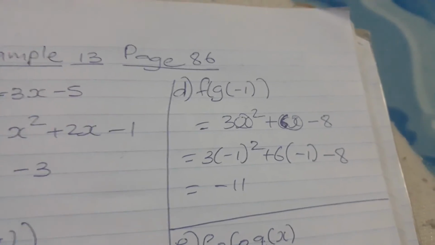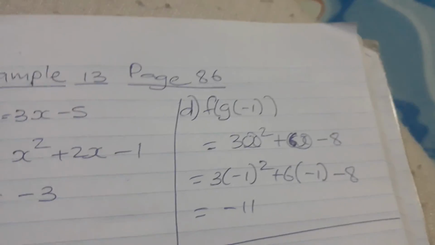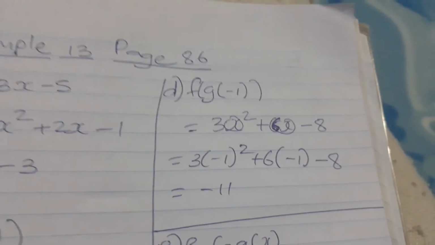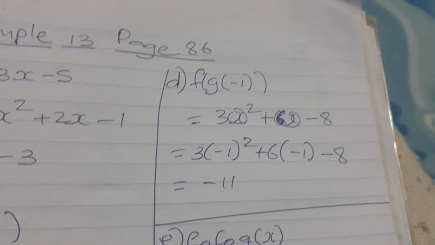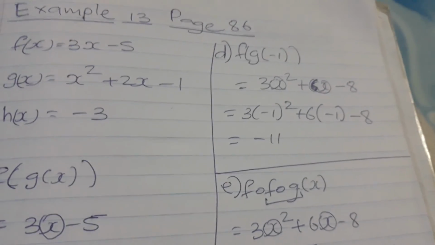Now, part D, f of g of -1. Somewhere I've already found my f of g. In part A, f of g was found and that was my final answer. In part D, instead of f of g of x, we have to do f of g of -1. So in this function, I will replace x with -1. There you go, and you get that answer.